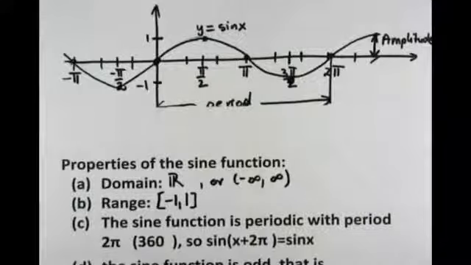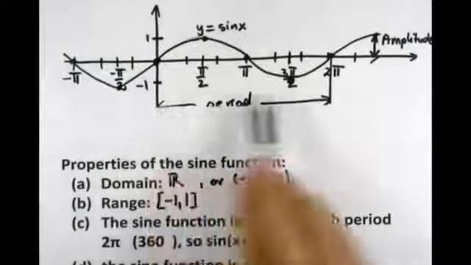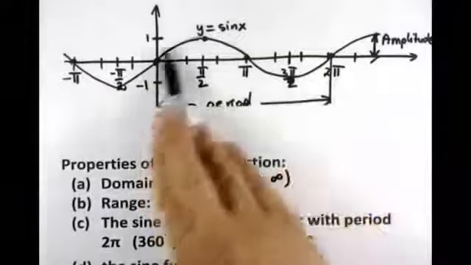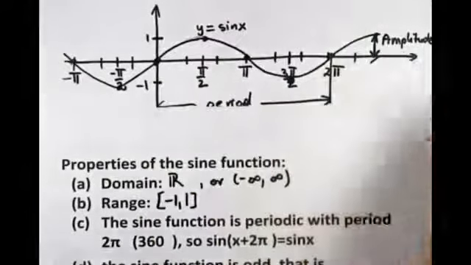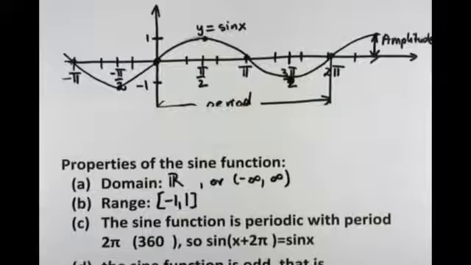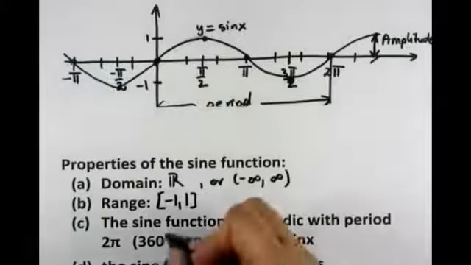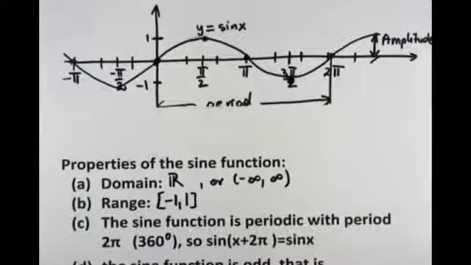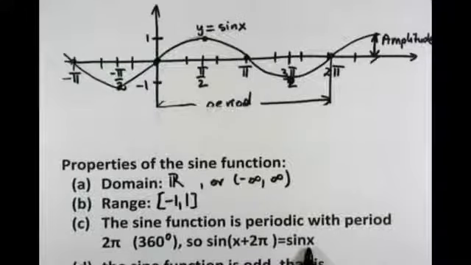Now the sine function is periodic with period 2 pi. That's the length of one cycle that keeps repeating. If you cut and keep pasting, you get the whole sine function. 2 pi is nothing else but 360 degrees. So in other words, sine of x plus the period is equal to sine x. That comes from the definition of a periodic function.